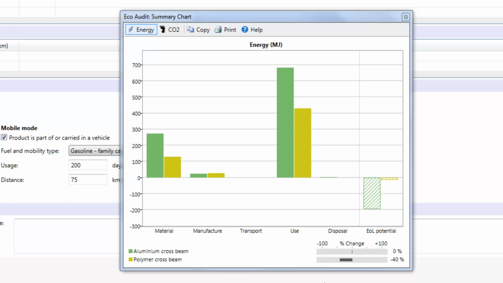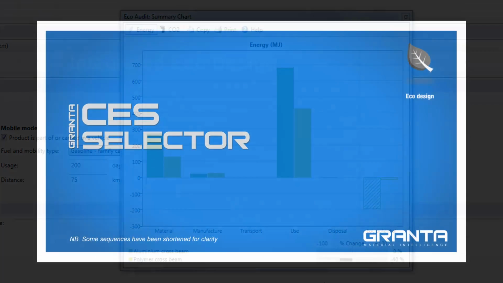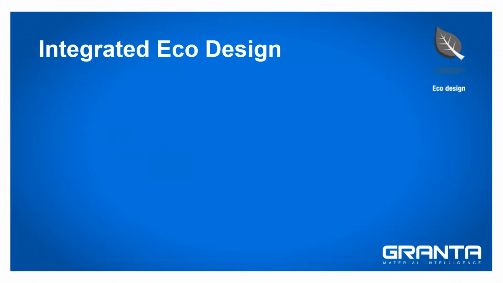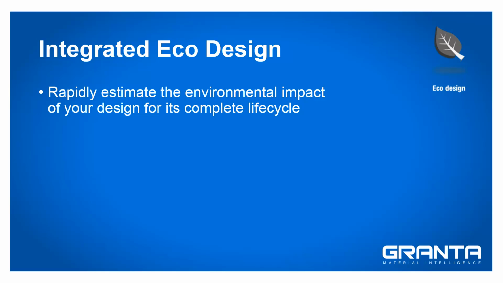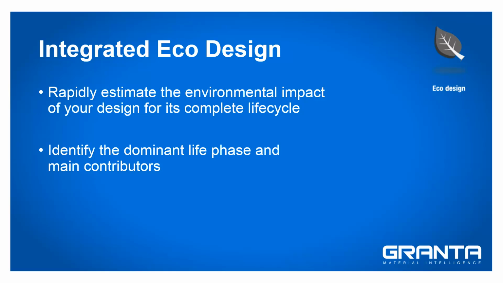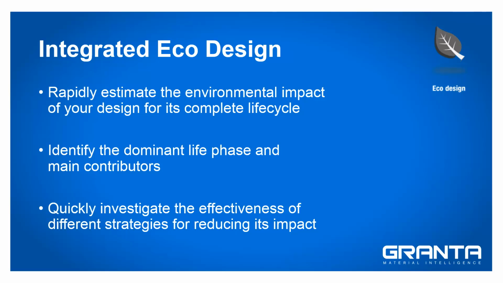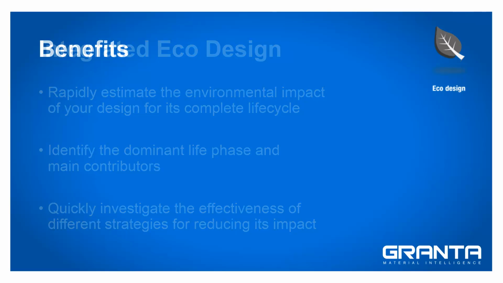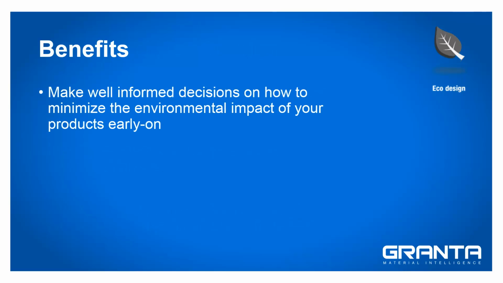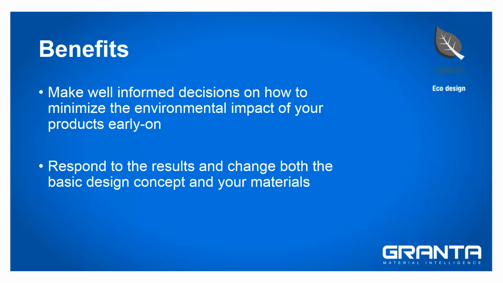This combination of ready access to environmental data, eco-audit analysis, and material selection tools enables you to rapidly estimate the environmental impact of your design for its complete life cycle, identify the dominant life phase and main contributors, and quickly investigate the effectiveness of different design strategies for reducing its impact. This enables you to make well-informed decisions on how to minimize the environmental impact of your products at a stage where you can respond to the results and change both the basic design concept and the materials.